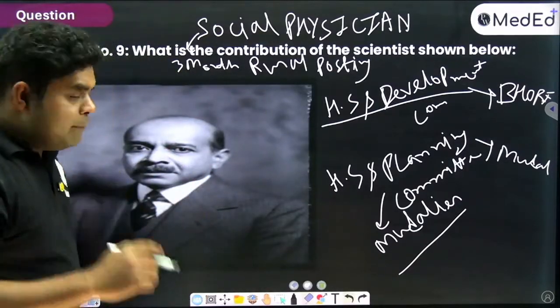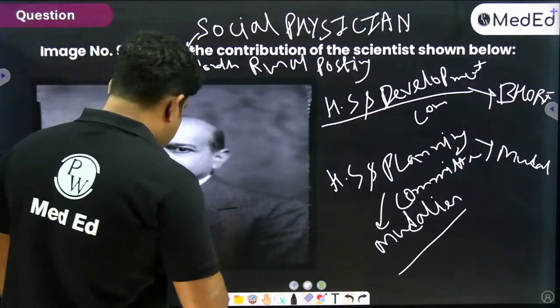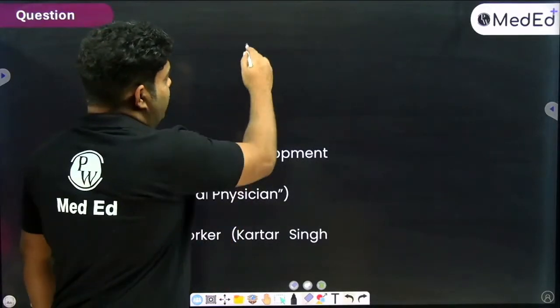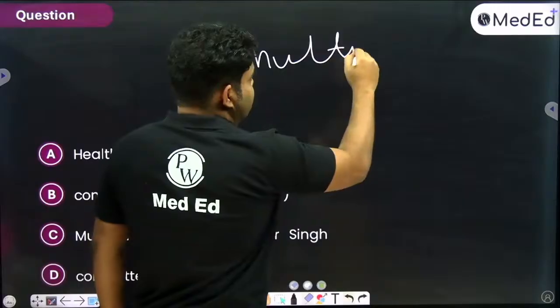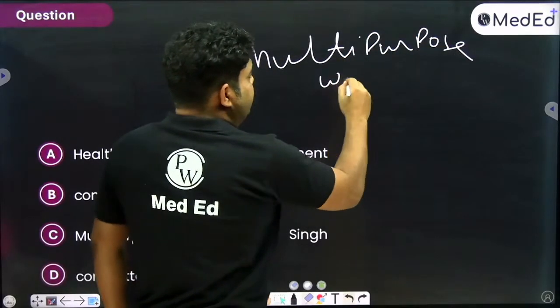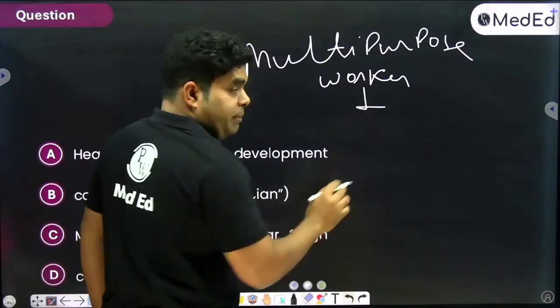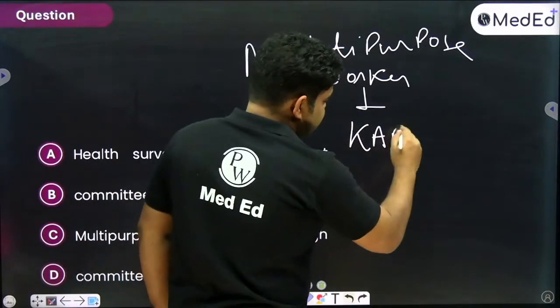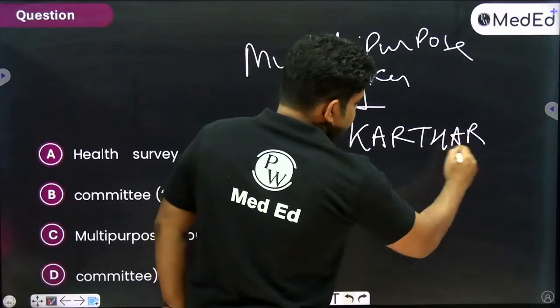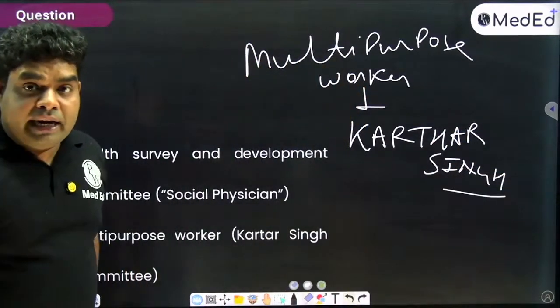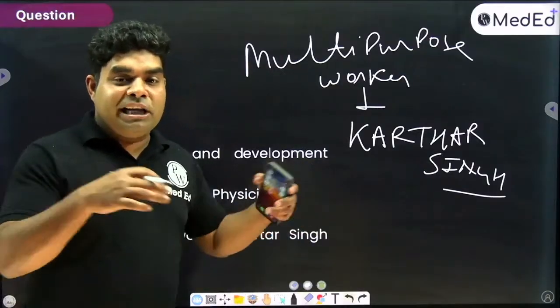Second point, remember they again and again ask this question, multi-purpose worker committee is which committee? So when they ask multi-purpose worker, this is Kartar Singh, because only one committee's recommendation was completely accepted by Government of India, which was the Kartar Singh committee. Kartar Singh said we don't need 3 different workers for malaria, family planning and TB. Let's merge them and make them multi-purpose.